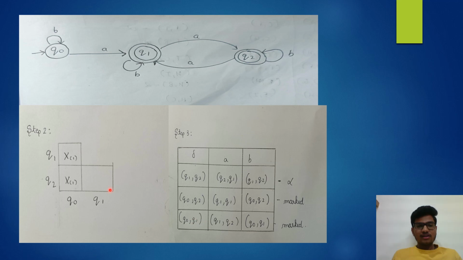Next is Q0 and Q1. Q0 on A goes to Q1, and Q1 on A goes to Q2. Next, Q0 on B goes to Q0 as it has a self node on it, and Q1 on B remains in Q1 only as it has a self node. So this state is also marked, as one state is a non-final state and the other state is a final state.